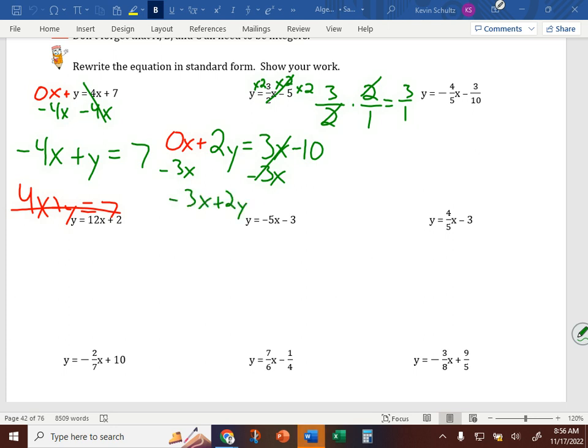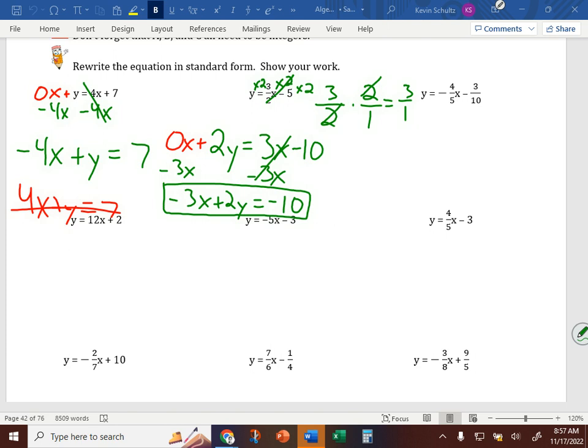Don't forget to change that sign when you move it over there. And don't forget that subtraction sign with that 10 belongs to it. It's a negative 10. And so our final equation is negative 3x plus 2y equals negative 10. Okay? Did I lose anybody? I just don't get. Is that the answer? Yes. That equation? Yes. That is standard form, nothing else.